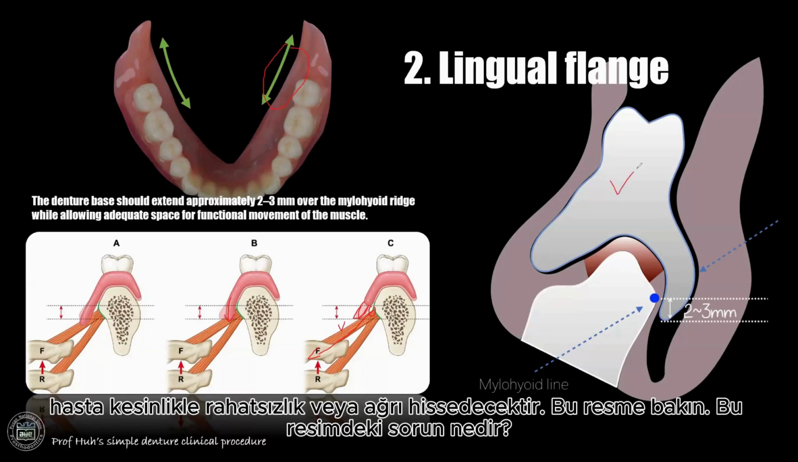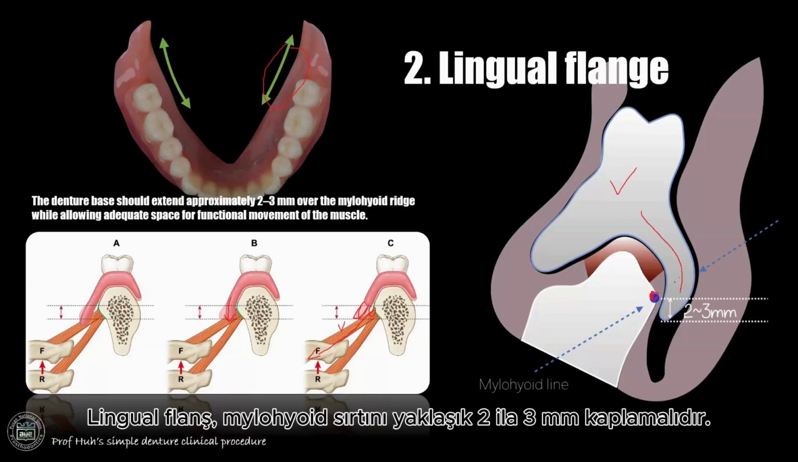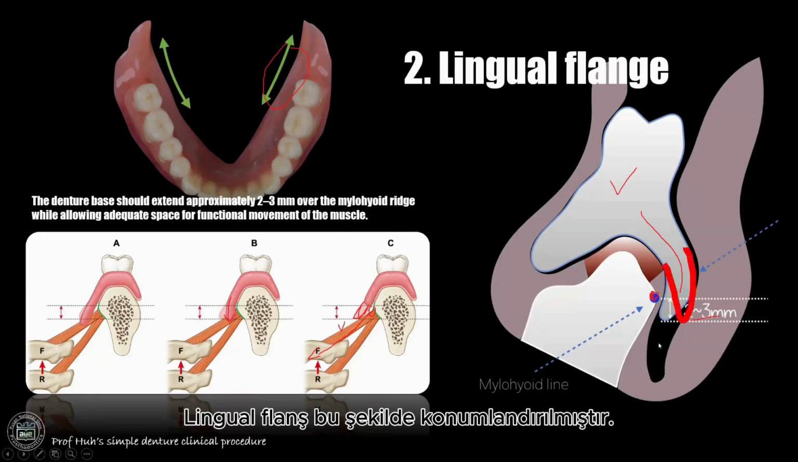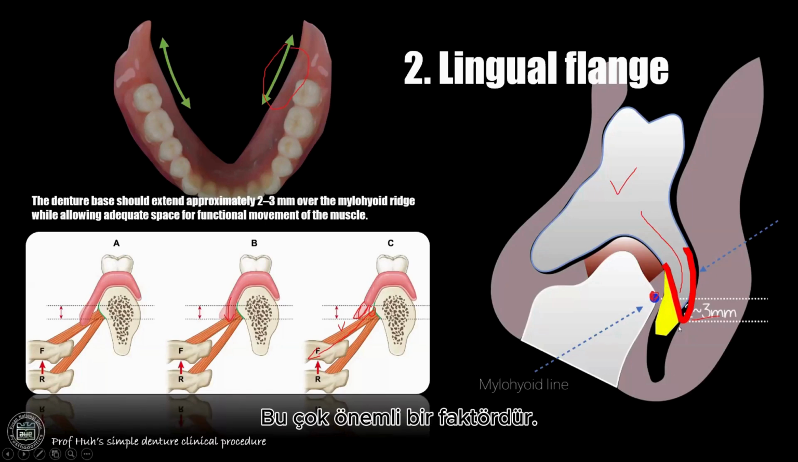Okay, look at this picture. What's the problem with this picture? This is the mylohyoid ridge area. The lingual flange has to cover the mylohyoid ridge about 2 to 3 millimeters, right? But there is no space for movement of the mylohyoid muscle. The lingual flange is positioned like this. Like this, you know? So you have to make the proper space for mylohyoid muscle movement. Do you understand? This is a very important factor.